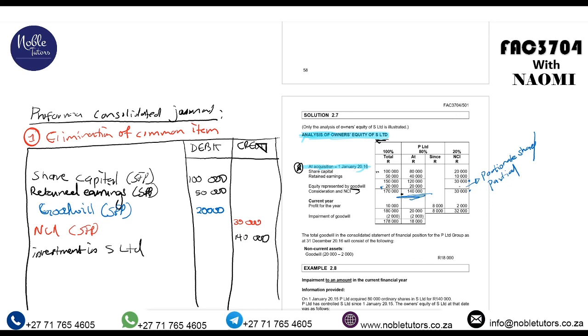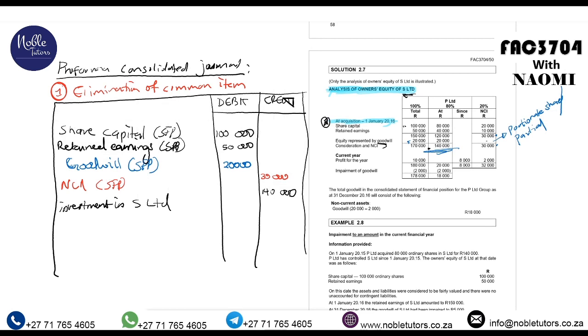All right, so that is the elimination of common items that we're talking about. It's basically just eliminating what we did in our previous class, all right? Reversal journal. Okay, and then you do the narration. So this was elimination of investment, or rather interest, in S Limited at acquisition.